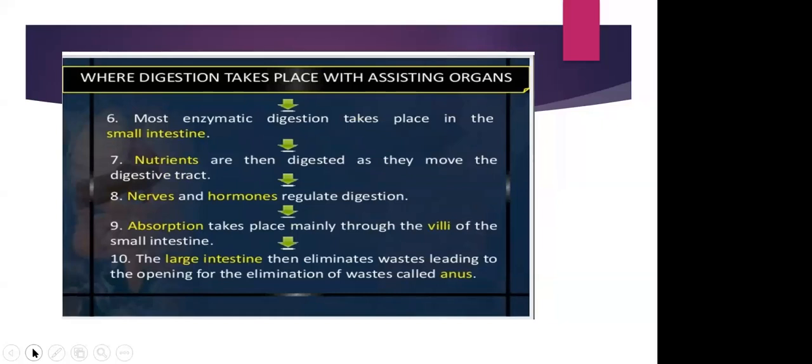Okay, children. Next, the sixth one. Most enzymatic digestion takes place in the small intestine. So the digestion process almost ends in this particular small intestine.